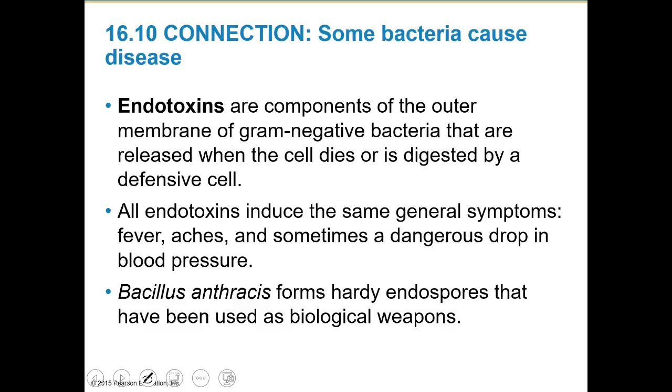Endotoxins are components of the outer membrane of gram-negative bacteria that are released when the cell dies or is ingested by a defense cell. So it's a toxin that is within, so the cell has to be killed for it to come out. All endotoxins induce the same general symptoms: fever, aches, and sometimes a dangerous drop in blood pressure. Bacillus anthracis, which is anthrax, forms hardy endospores that have been used as biological weapons. So that's anthrax.